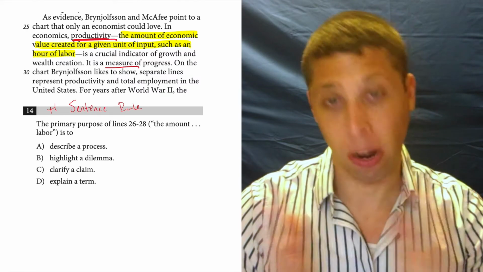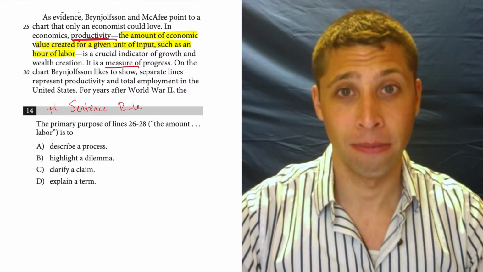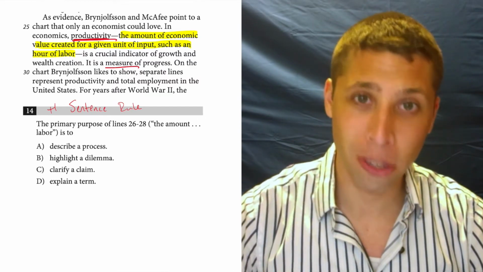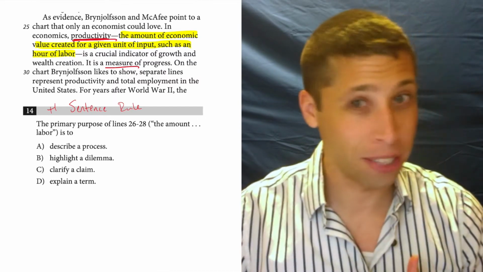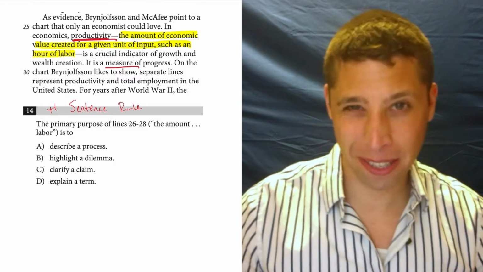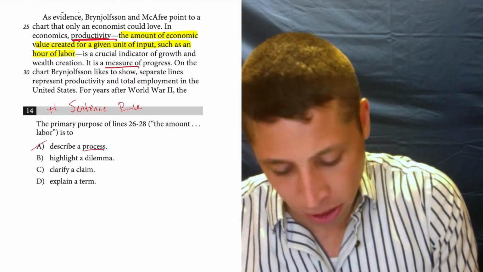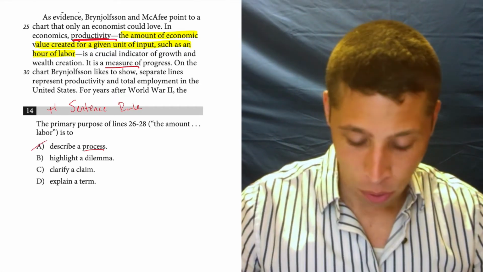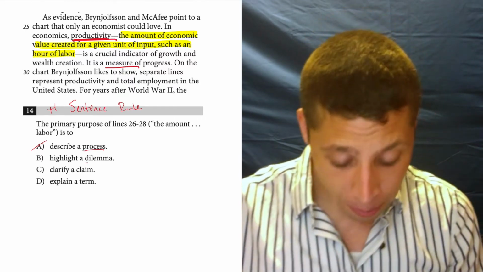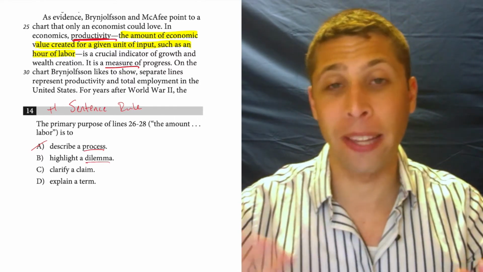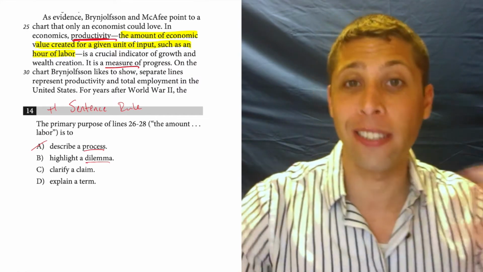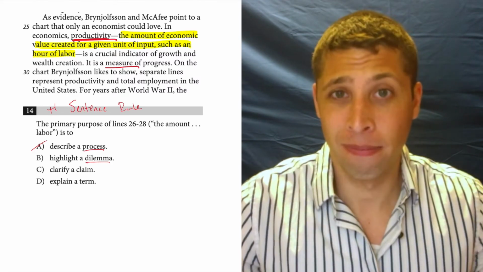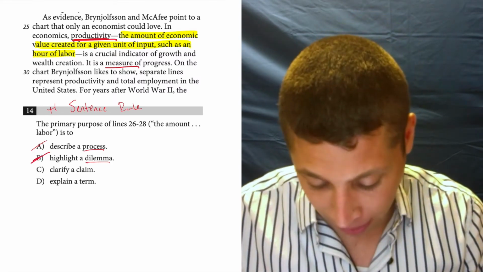Choice A, describe a process. What's the process? If we're really describing a process, you should be able to describe the process too. So what's the process? Is productivity a process? Is economics a process? No, not really. So there is no process. It doesn't make sense. We can't answer the question, therefore there is no process. What about B? Highlight a dilemma. What's the dilemma? A dilemma is when you have maybe a pro and a con, right? Something good and something bad, and you're not sure how to decide. So what's the choice? What's the problem? Nothing. They're just talking about productivity. That doesn't make any sense.